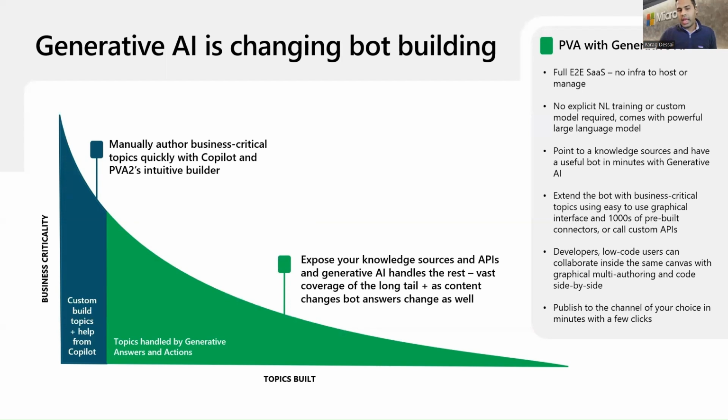So with generative AI in Copilot Studio, your bot is able to answer any question right out of the box on day one, which really cuts down the deployment time, allowing your team to automate more tasks and also drive digital experience using conversational AI.